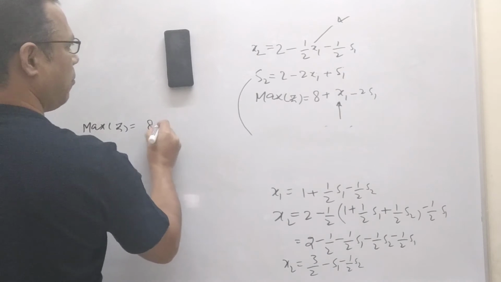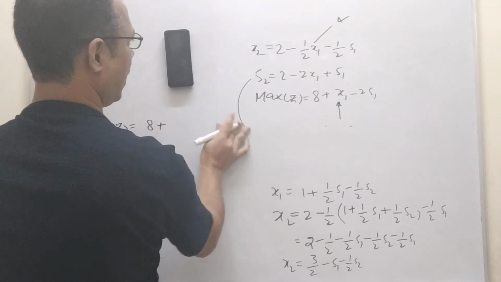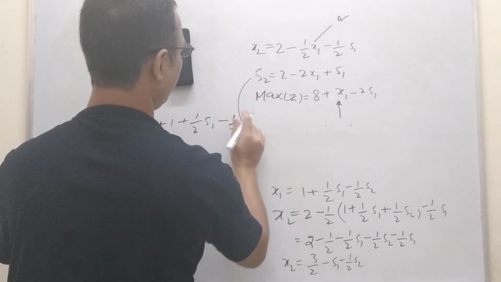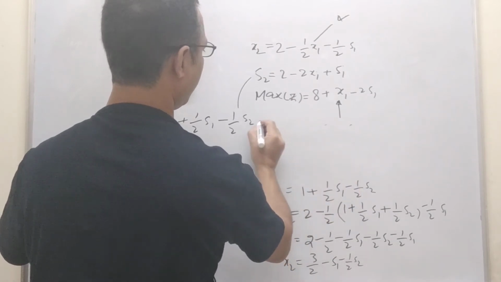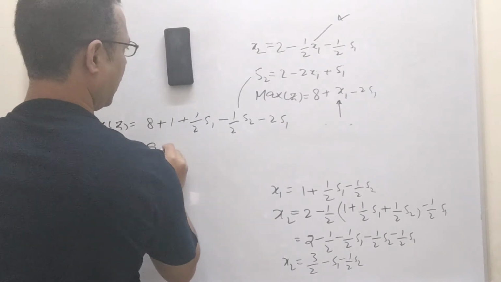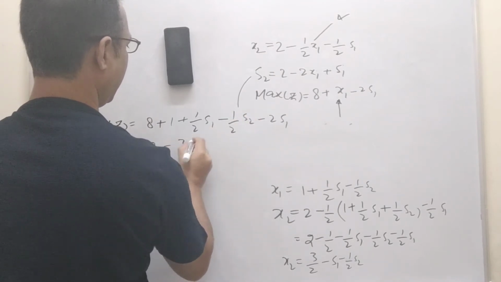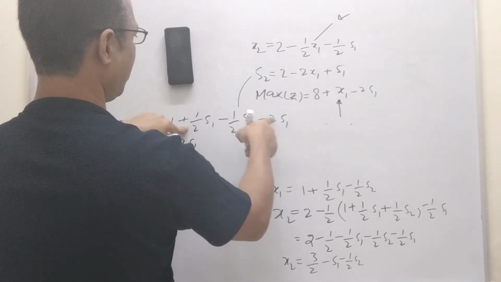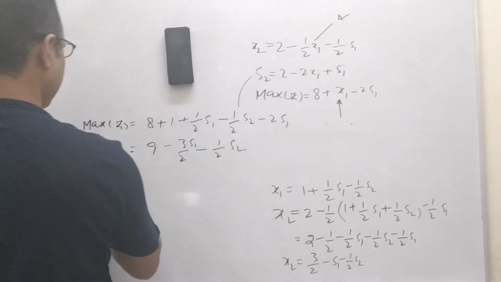So the objective function is equal to 8 plus x1. x1 is going to enter into the basis, which means we need to put these values at the position of x1. So 1 plus 1 by 2 S1 minus 1 by 2 S2, minus 2 S1. So now we are having 9 plus minus 3 S1 by 2. Here if you solve this one, 2 into 2 is 4, 1 minus 4, 3 by 2 minus 1 by 2 S2. So this is the objective function.